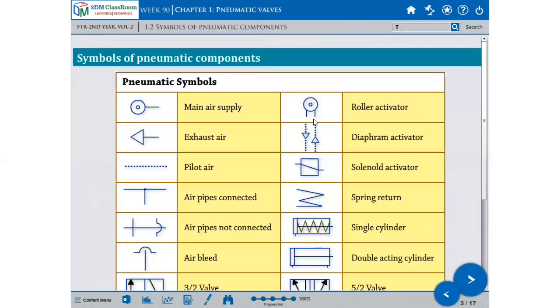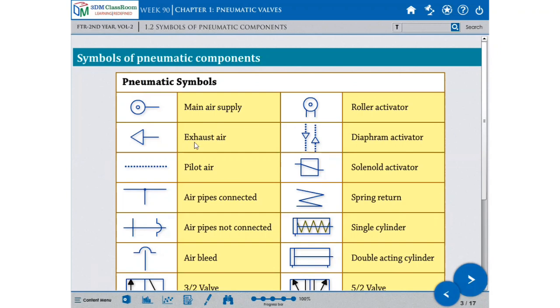Directional control valves are given, but in our book they are given in detail. Now these are the pneumatic symbols. Symbols of pneumatic components. There are so many to study. First, main air supply.